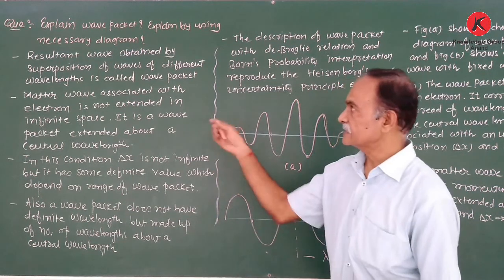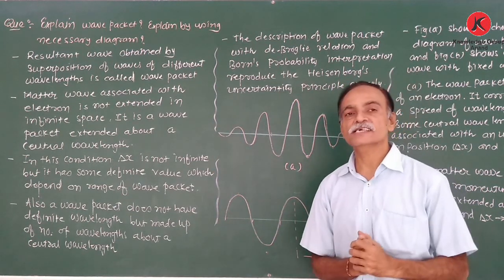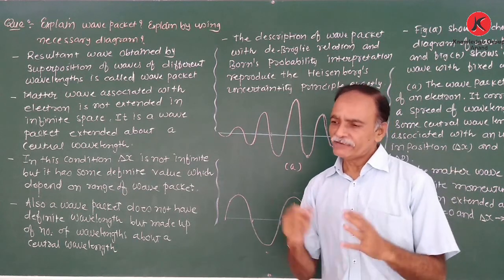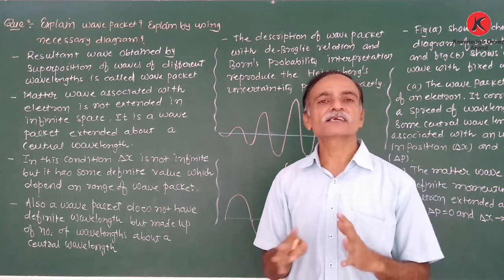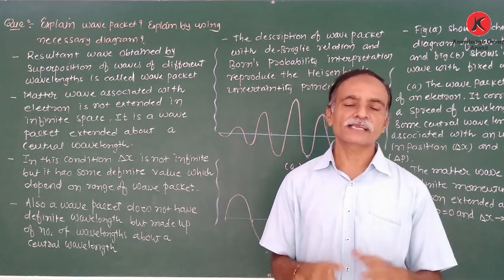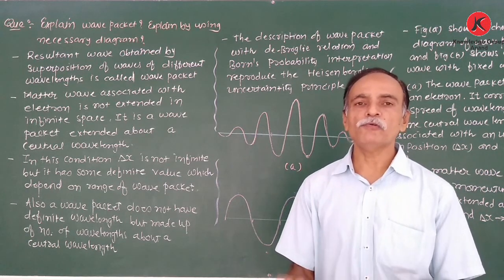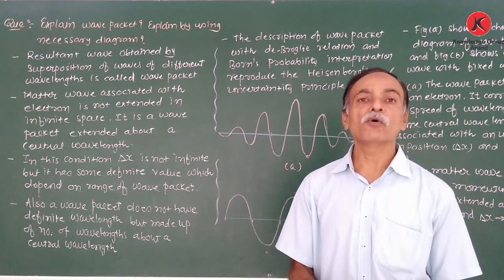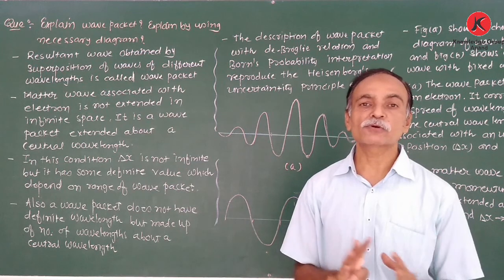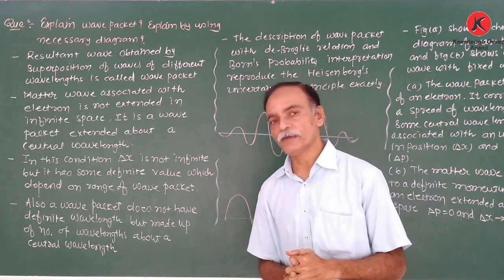Now the next question is: what is a wave packet? Explain using the necessary diagram. Already we discussed Heisenberg's uncertainty principle, where delta x is the uncertainty in position and delta p is the uncertainty in momentum. So how can we make both certain at a time? Actually that is not possible. So for that purpose we use the concept of the wave packet.